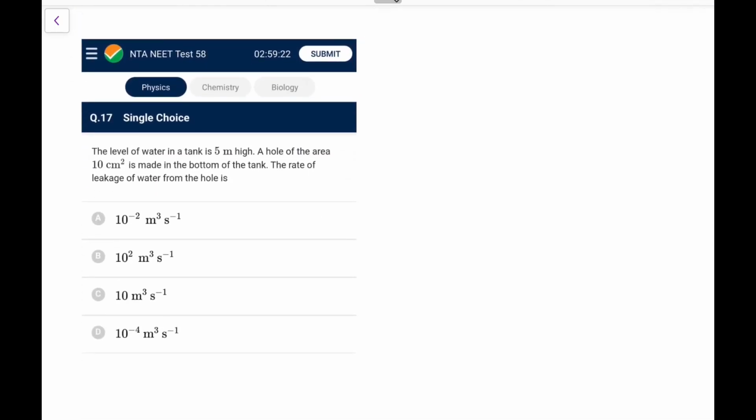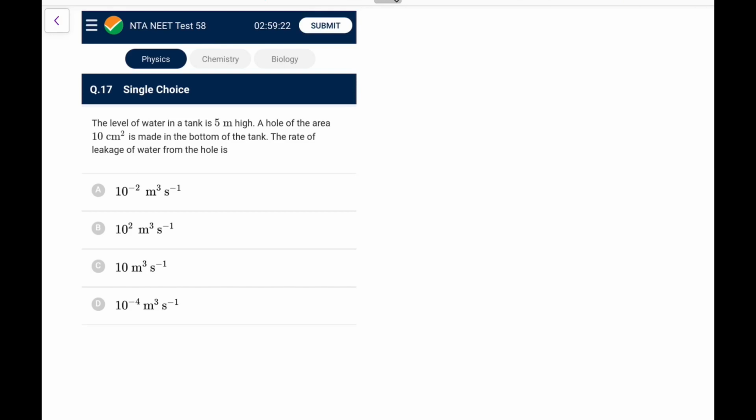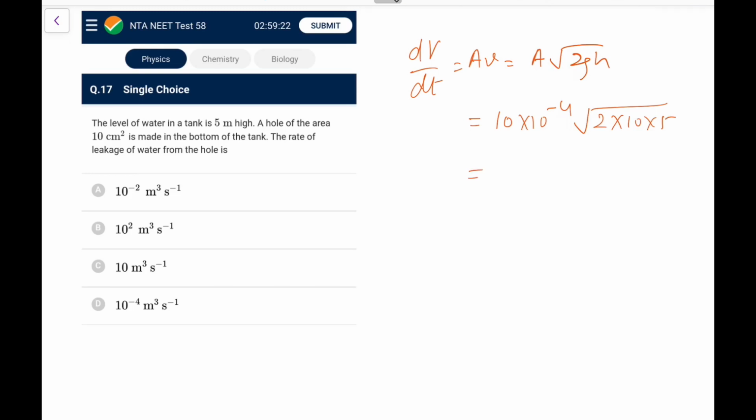Go ahead. Next. The level of water in a tank is 5 meter high. A hole of area 10 centimeter square is made in the bottom of the tank. The rate of leakage of water, dV by dt, you know is equal to A into v, and v is equal to root 2gh. So what you have, 10 cm^2 is 10 into 10 to the power minus 4, root 2 into 10 into 5, so that comes out as 10. So that is 10 to the power minus 2 meter cube per second in SI unit. So go for option A, again an easy one for you.